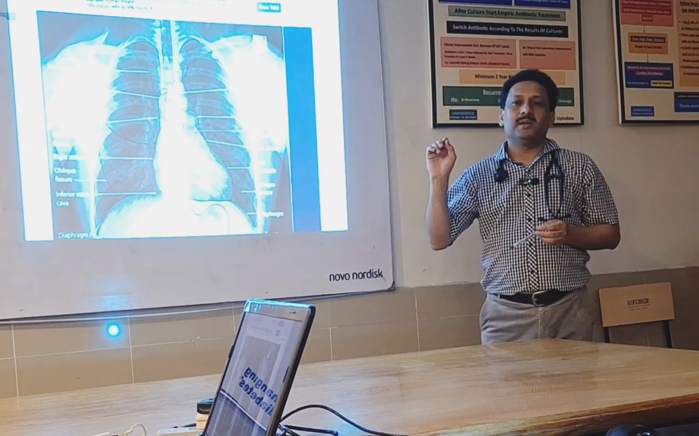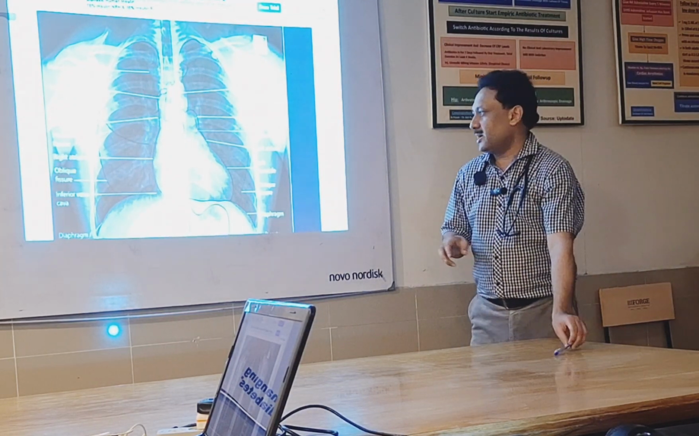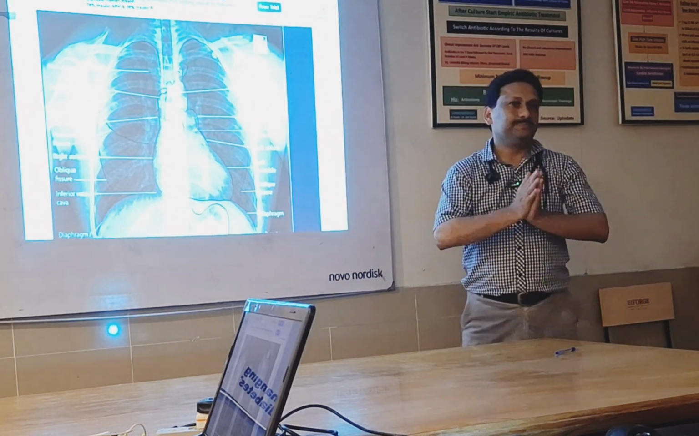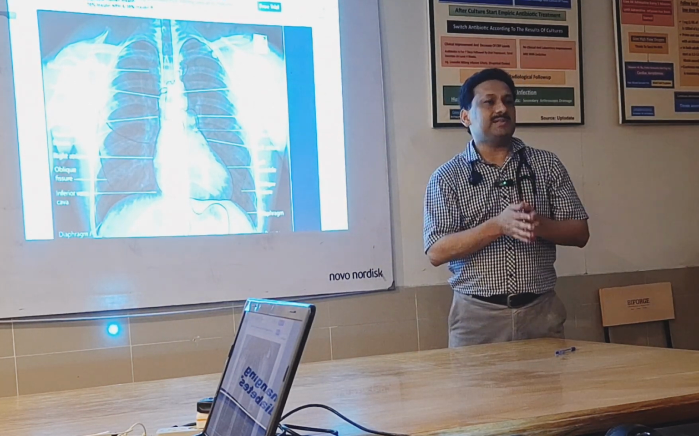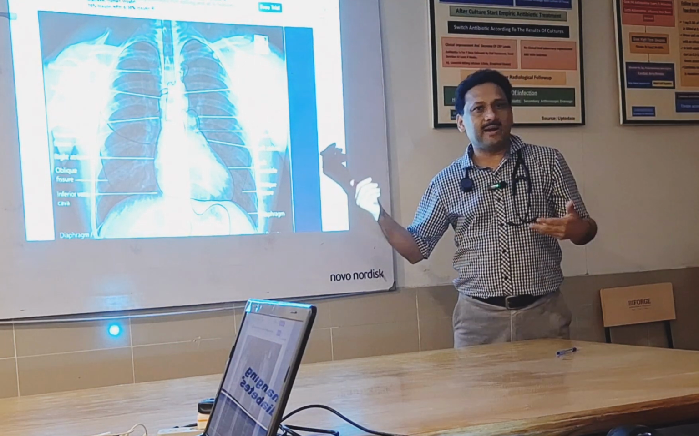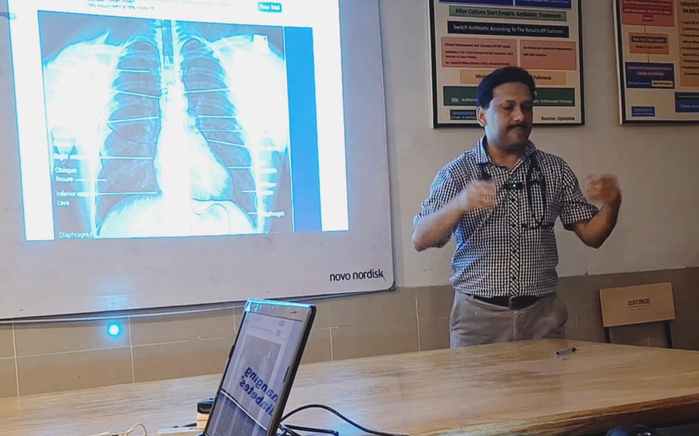X-rays today and how to read and interpret those chest X-rays. That is what we'll be discussing here. Whenever we get these chest X-rays done, obviously we are dealing with adult medicine here, so I'll be discussing the chest X-rays related to adult patients.